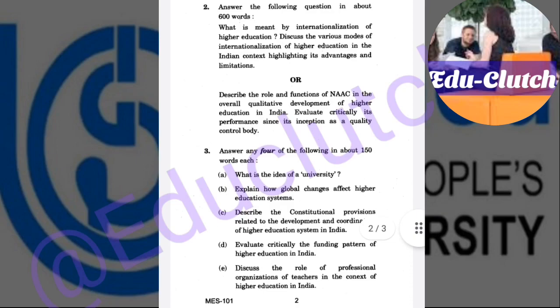Third question. Again, you have choices. You need to attempt 4 only, to be within 150 words. So first is, what is the idea of a university?